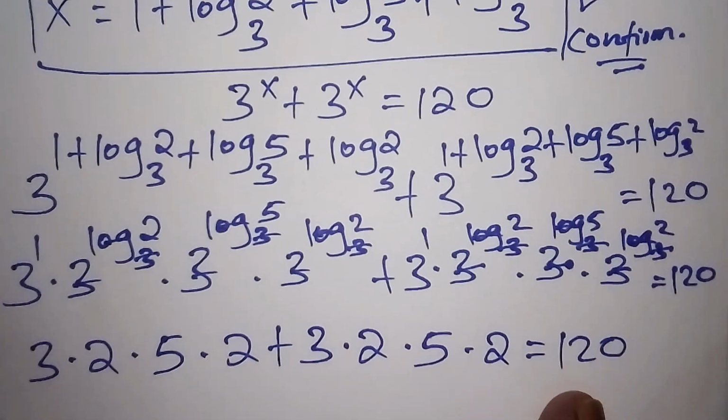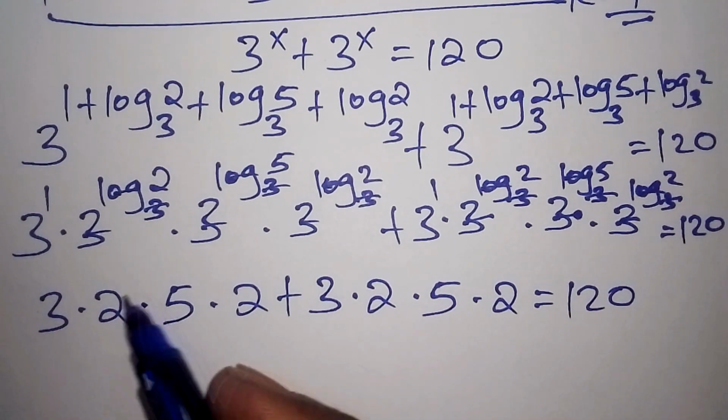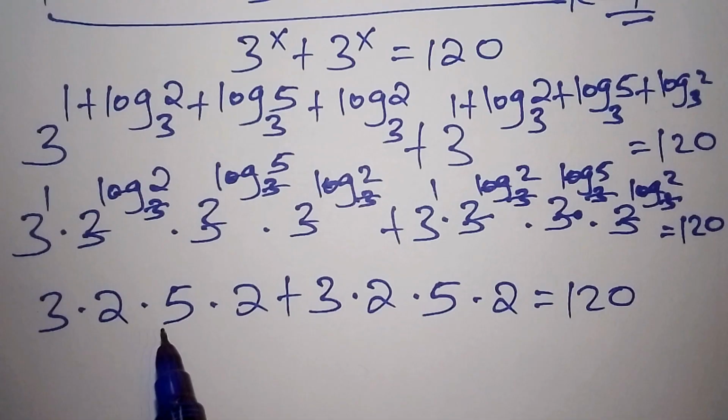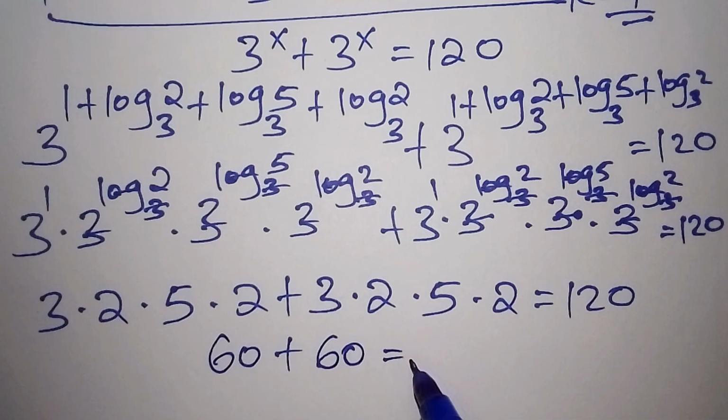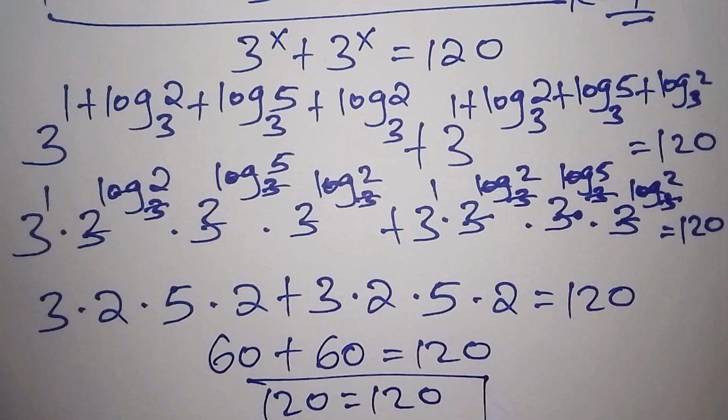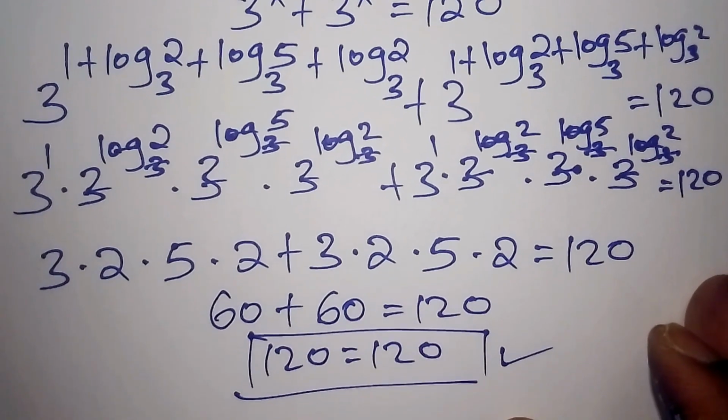When you work it out very fast, we have 3 multiplied by 2, that is 6, 6 multiplied by 5 is 30, 30 multiplied by 2 is 60, then plus also this side, which is 60, is equal to 120. So 60 plus 60 is 120, equal to 120. It means that the answer that we got earlier on is correct.